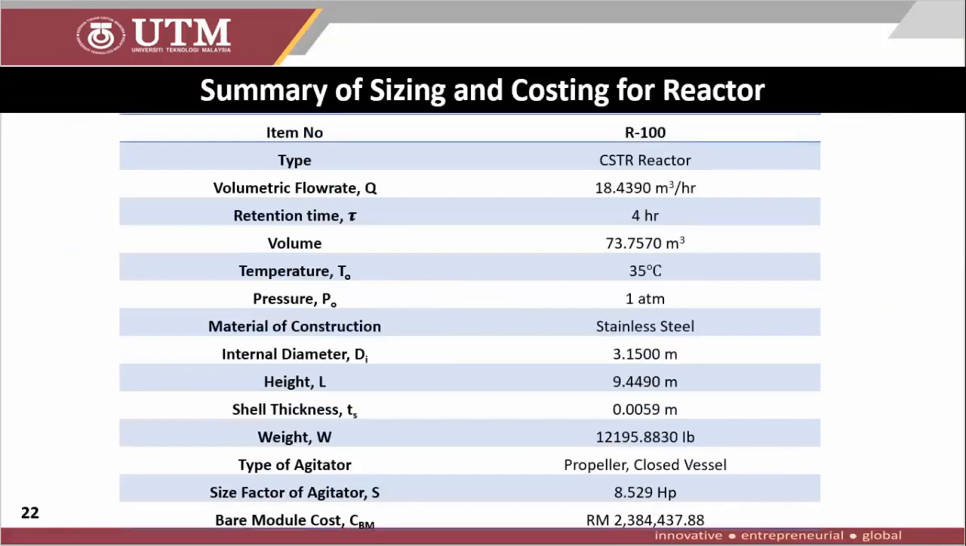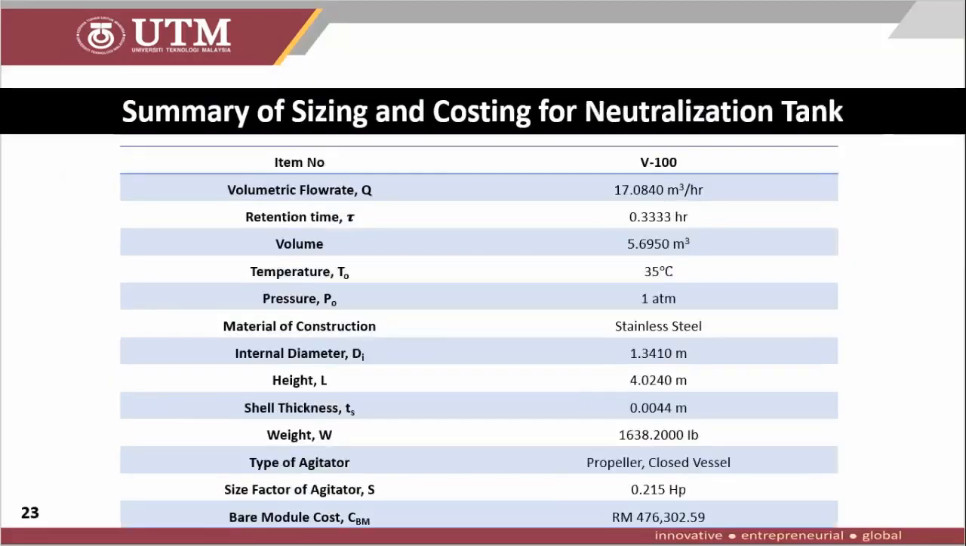Next. The volume of the reactor is 73.8 meter cube with internal diameter of 3.15 meter. The costing for reactor is 2.38 million ringgit. Next. The volume for neutralization tank is 5.7 meter cube with internal diameter of 1.34 meter. The costing for neutralization tank is 476,000 ringgit.